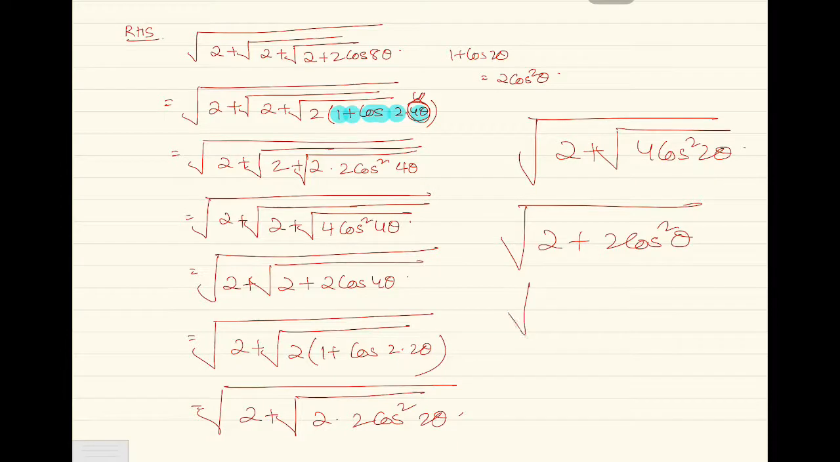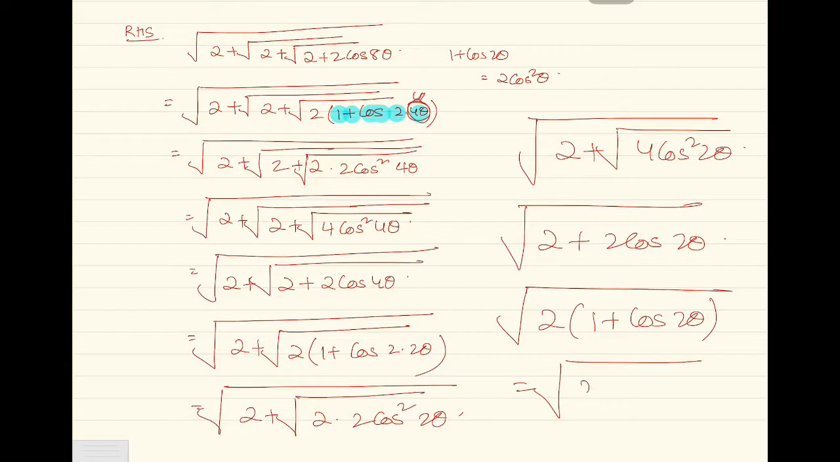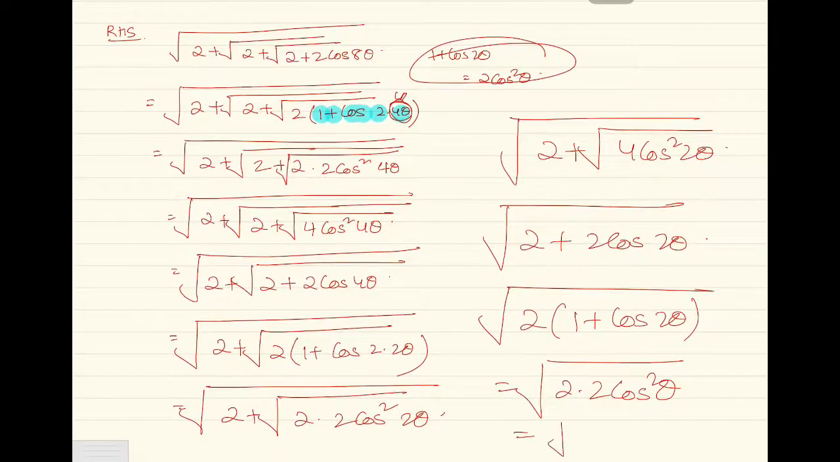Okay, so same process, finally 2 common and 1 plus cos square theta. Okay, so sorry, not cos square theta, my mistake, there was a mistake here. So this can be written as cos 2 theta, sorry. So finally square root 2 common, 1 plus cos 2 theta, and I can write it as under root 2 into 2 cos square theta, because that's the formula. Okay, the basic one here, check this out. And then this can be written as under root 4 cos square theta, and that's finally equals to 2 cos theta. So that's the final answer.